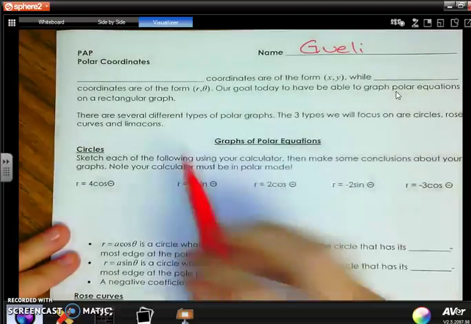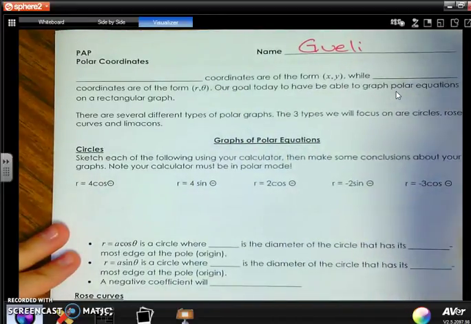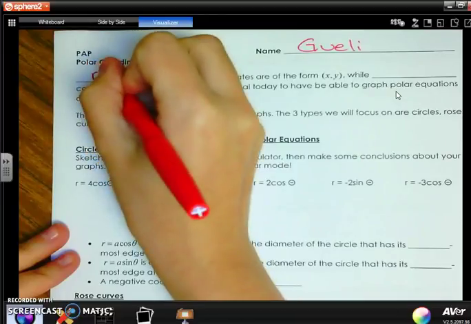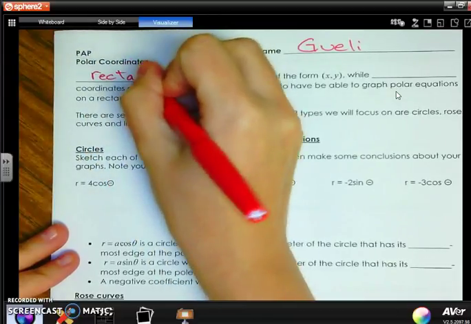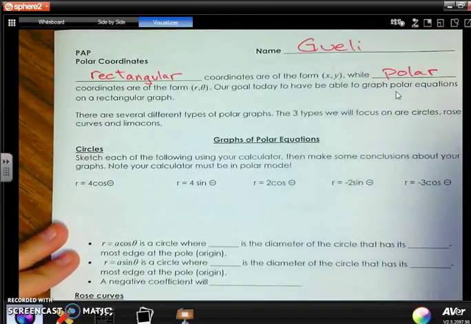So just remember that rectangular coordinates are of the form x, y, while polar coordinates are of the form r, theta. So you've got rectangular and polar for those first two blanks.